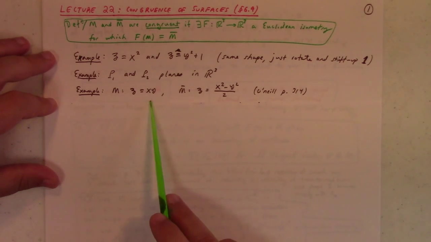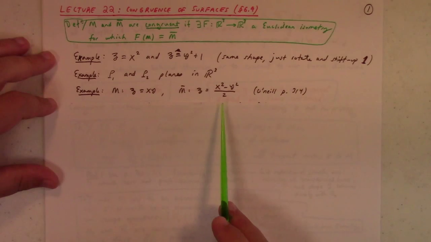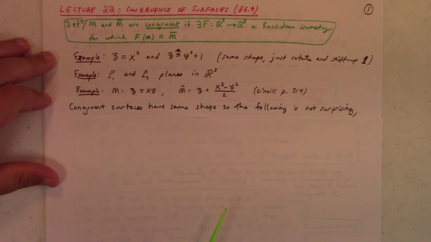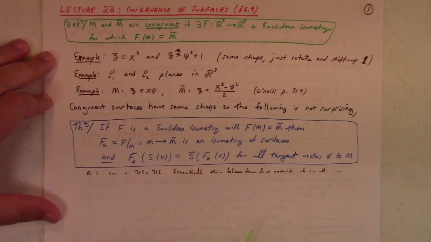But there's the saddle surface. If you rotate that thing 45 degrees, you get this animal. So congruent surfaces have the same shape. So perhaps the following is not surprising.